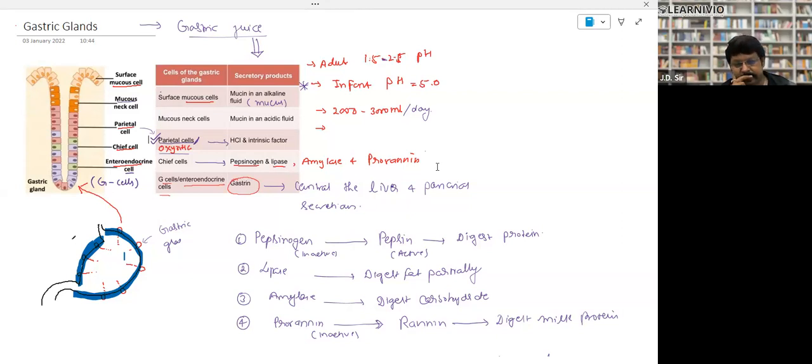They secrete gastric juice, which is a combination of mucus, HCl, pepsinogen, lipase, amylase, and prorenin. Full stop.